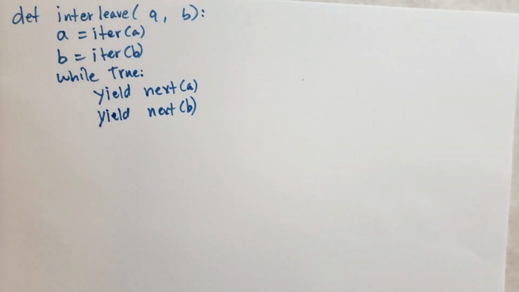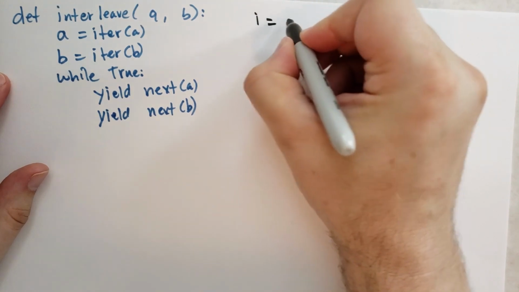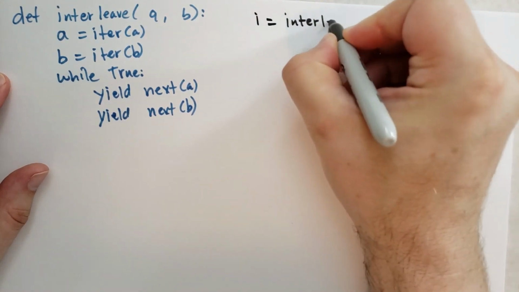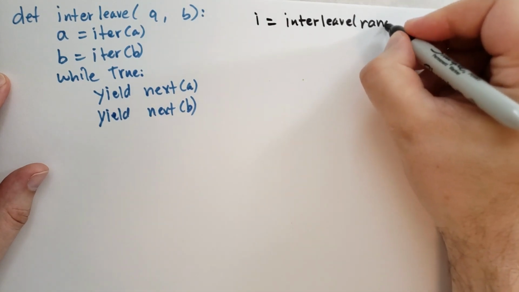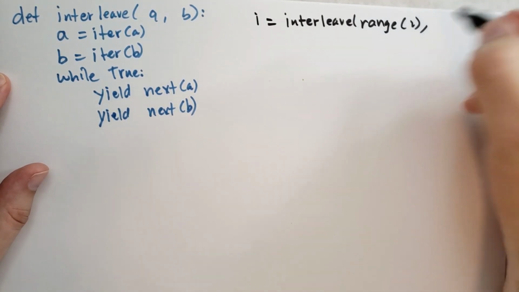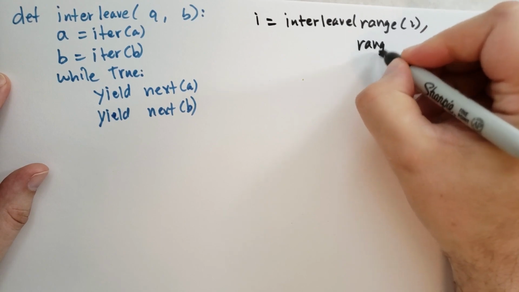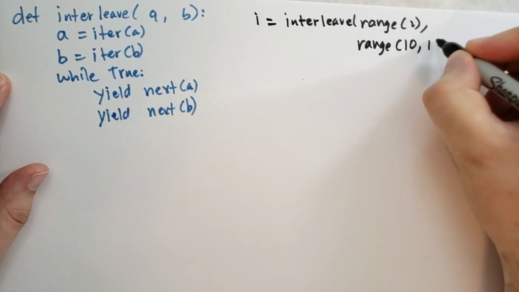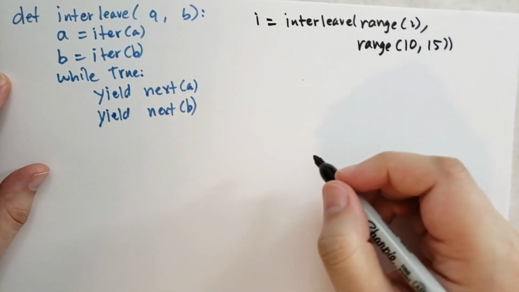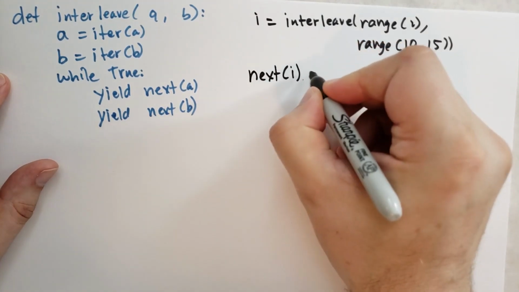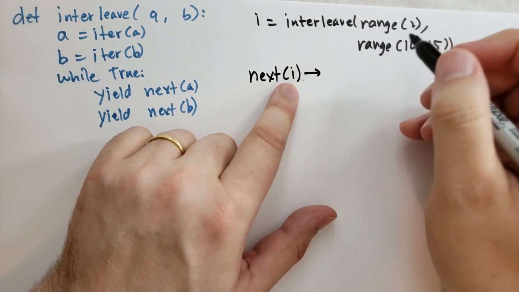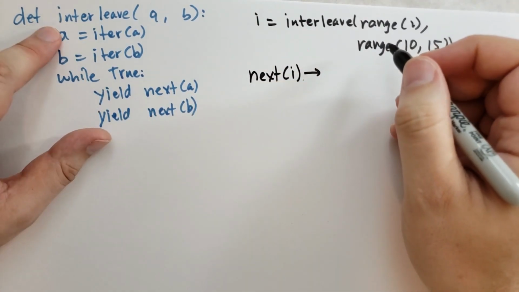Let's go ahead and give this a spin. So i is equal to interleave. Let's see, let's use the range up to 2, and let's use range starting at 10 and going to, let's say, 15. Okay. When we call next i the first time, this is the first time next has been called on this generator, and so we're going to start from the top.